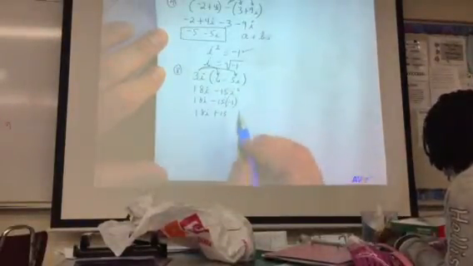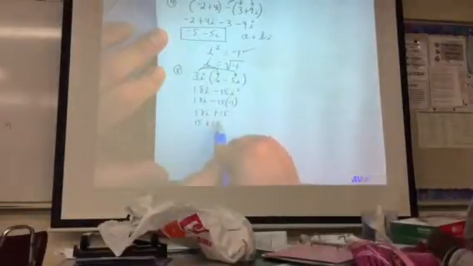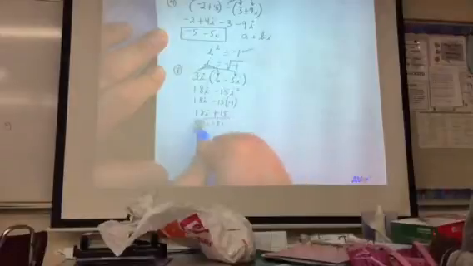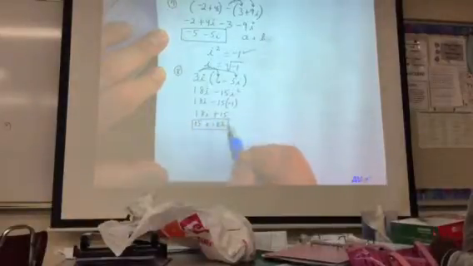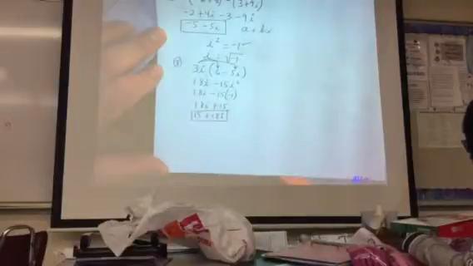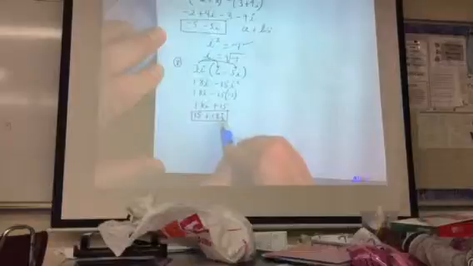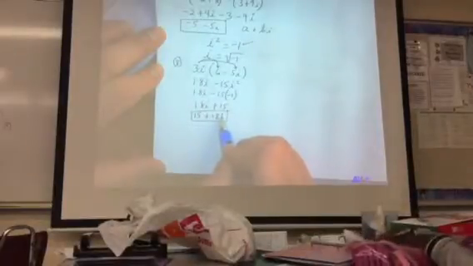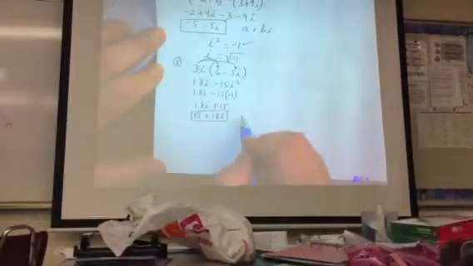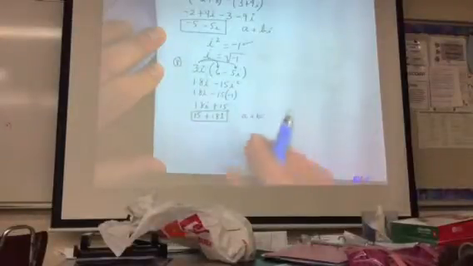Because standard form states the real number part has to go first, and the imaginary number part goes second, and now it's in a plus bi form. Do you all see that? Why did you flip the 15? Because the real number part goes first, and then the imaginary number part goes second. It's got to be a plus bi, that's called a plus bi form, standard form of a complex number.